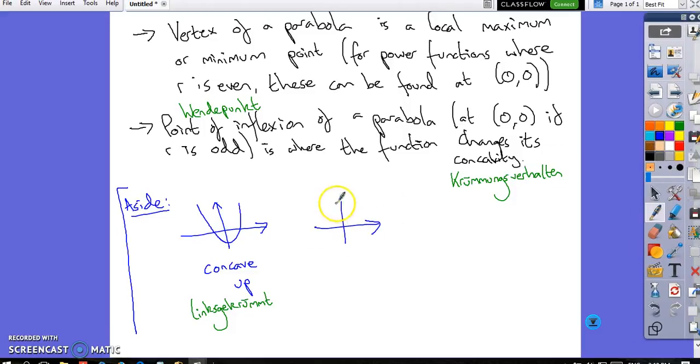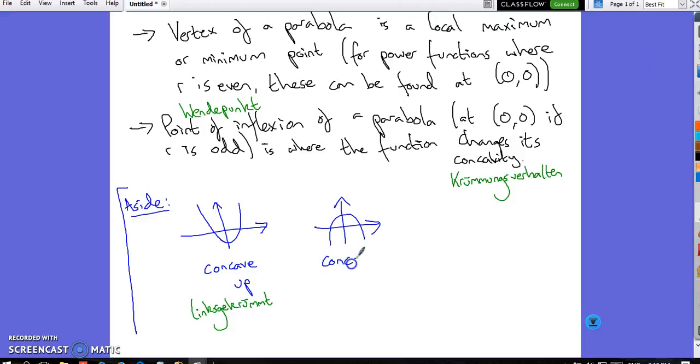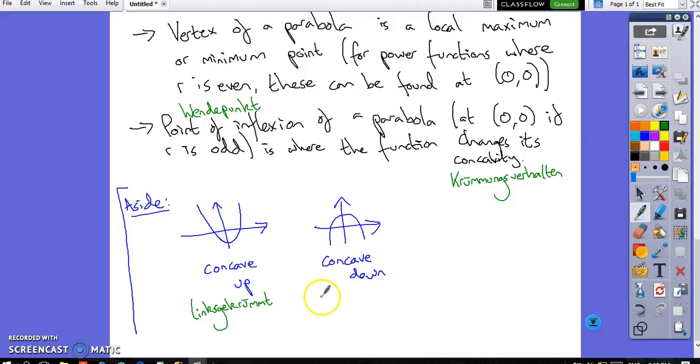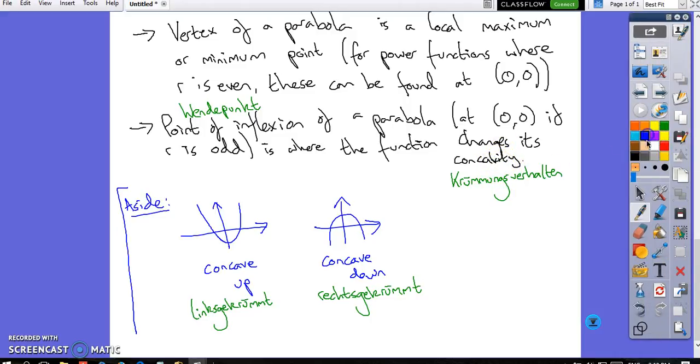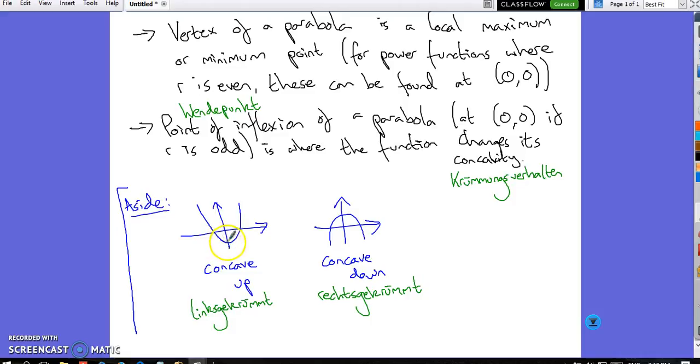And then, of course, in contrast to this, we have functions that look like this, which are concave down, for which we would need to turn our wheel to the right. So, of course, as you probably guessed, this is the German term for it. Now, a function that changes its concavity changes from being concave up in part of the function to being concave down in another part of the function. So, a change of concavity could look like this. Let's really emphasize it.